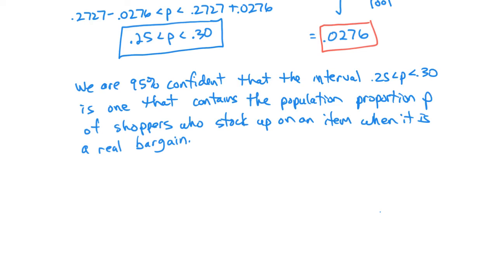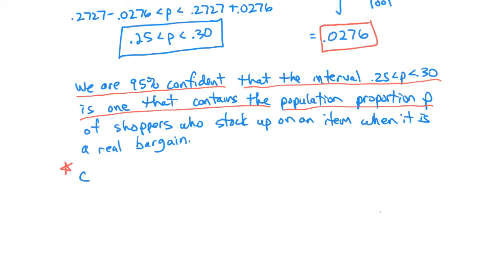We start off with this. We are 95% confident. Then we say that the interval, the one that we found, is one that contains, in 7.1 and 7.2, we'd say the population mean mu. 7.3 would say the population proportion p. And then the rest of it is just explaining what that is. So nothing new there. But here's what's going to be new, part C. Okay, I'm going to put a little red star here, so we're careful. This is the new part.